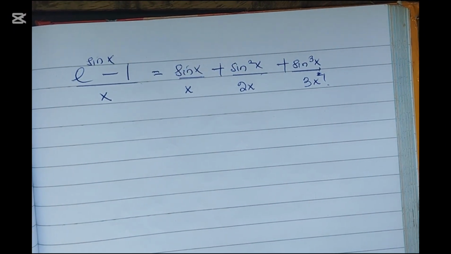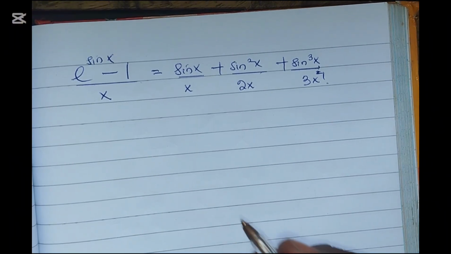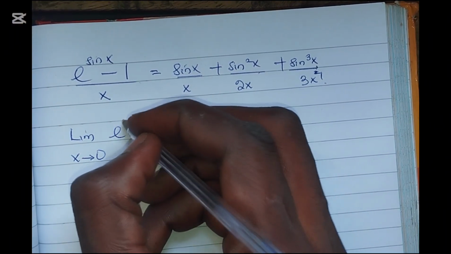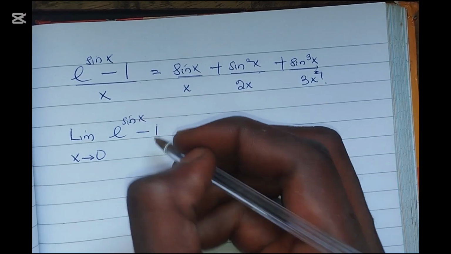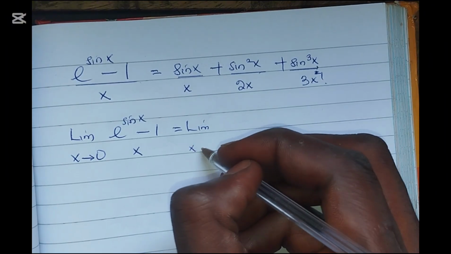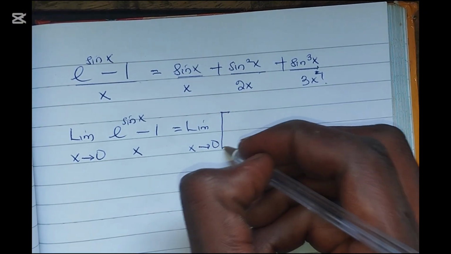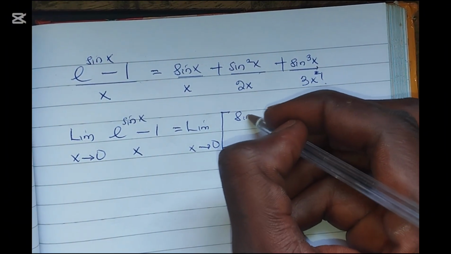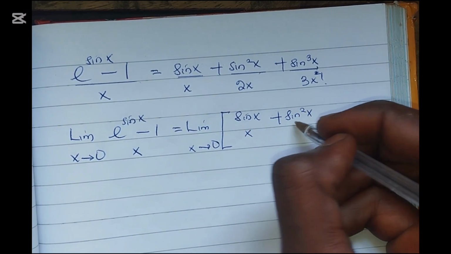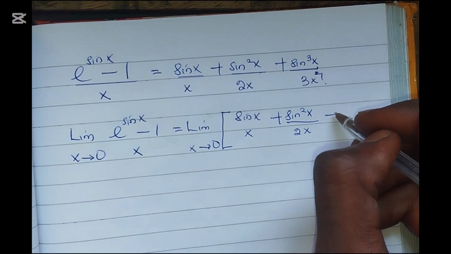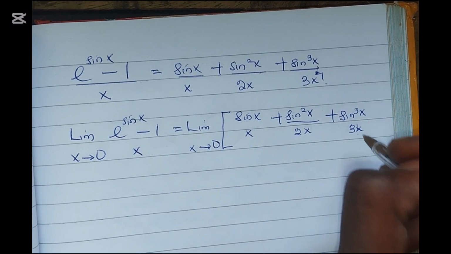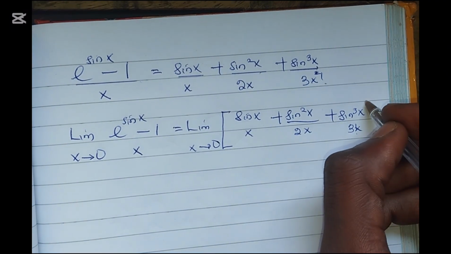We have this. So now let us apply the limit to both sides and see what we get. The limit as x approaches 0 of (e to the sine x minus 1) all over x is equal to the limit as x approaches 0 of the entire function: sine x all over x, plus sine squared x all over 2x, plus sine cubed x all over 3 factorial x. That is actually 6, if you like.